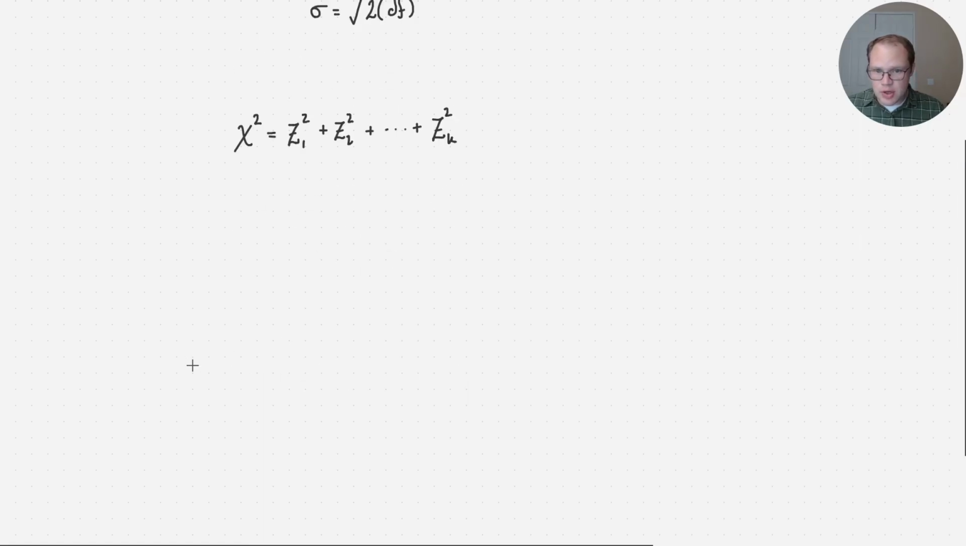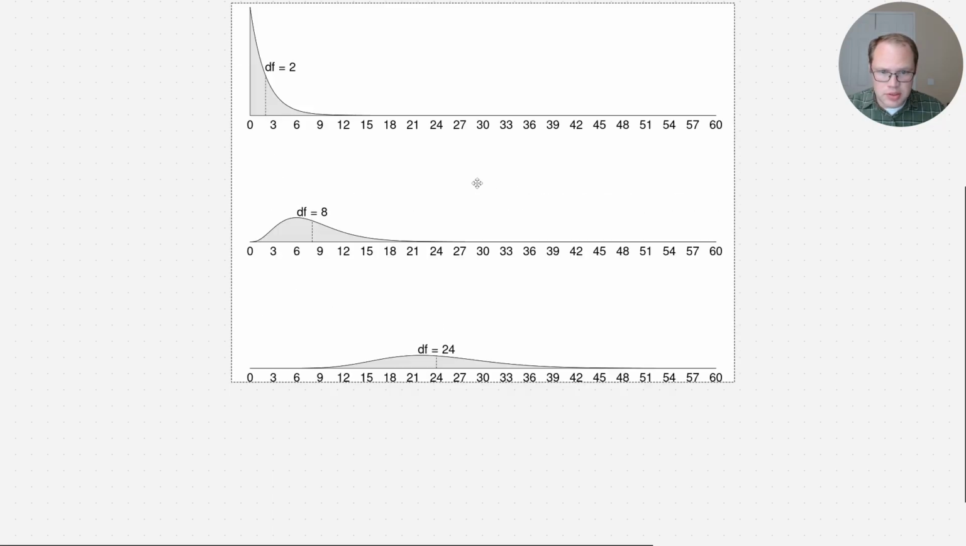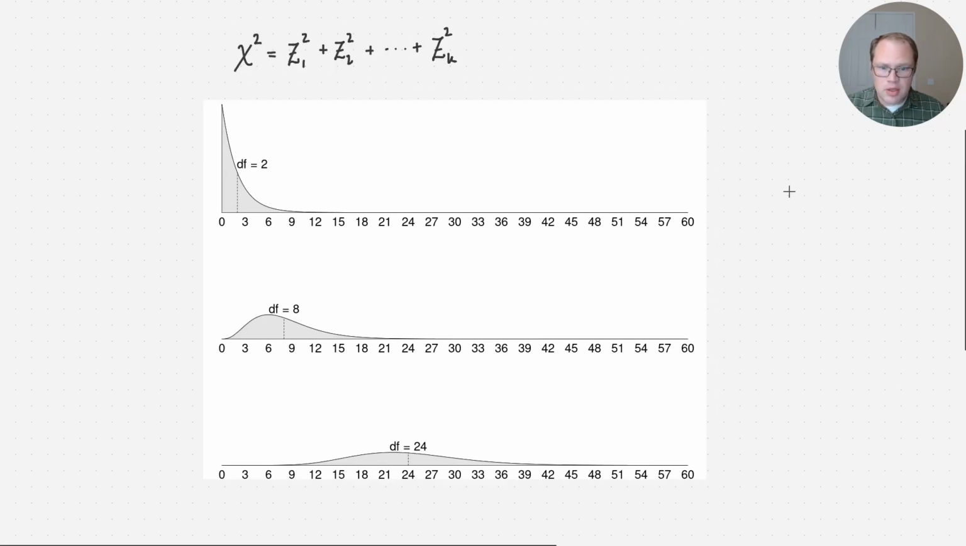So let's get a picture going here. Look at a few different chi-squared distributions depending on the degrees of freedom. So here's 3 different chi-squared distributions with 3 different degrees of freedom. So this has degrees of freedom equal to 2, and the mean is the degrees of freedom at 2. This chi-squared distribution has degrees of freedom equal to 8. The mean is 8. And this chi-squared distribution has degrees of freedom equal to 24. The mean is equal to 24.